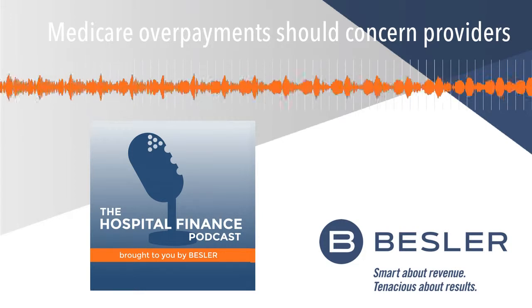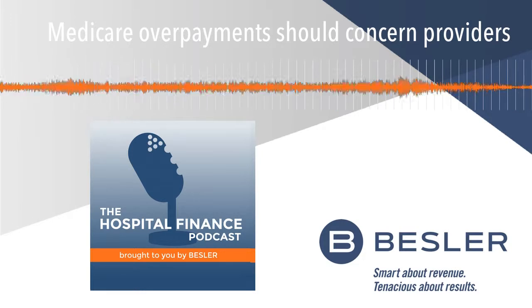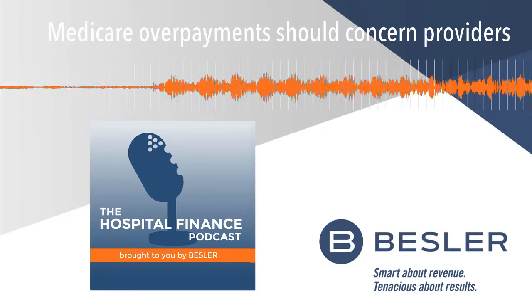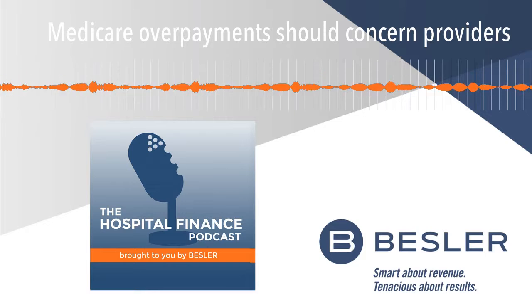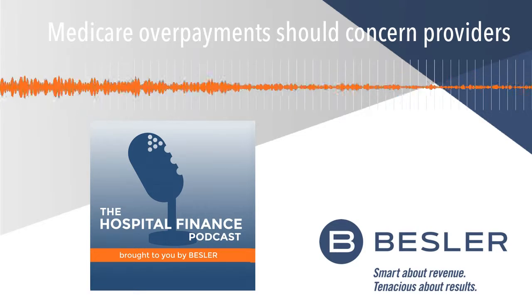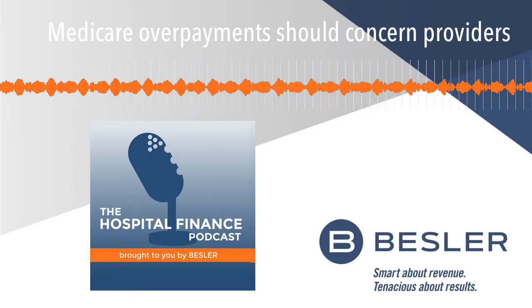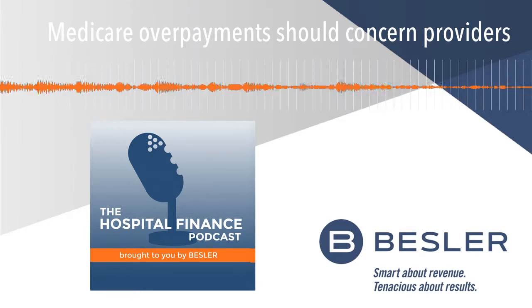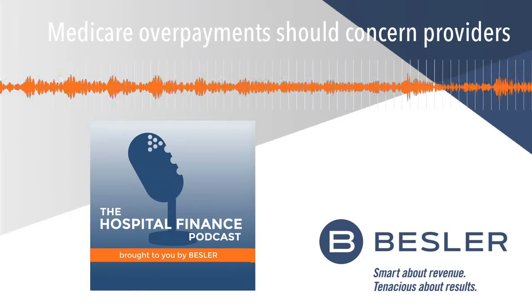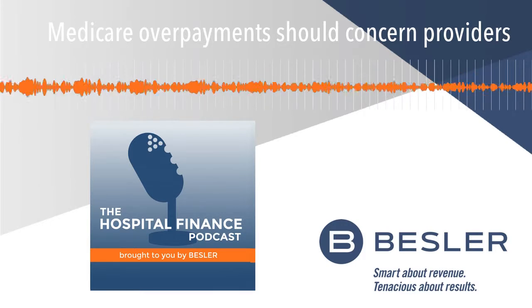So CMS defines a Medicare overpayment as a payment received in excess of amounts properly payable under Medicare statutes and regulations. And so federal law requires CMS to recover all identified overpayments. And the MACs are the ones that generally initiate the recovery of the overpayment that was received by a provider. Mary, what are some of the reasons that overpayments would occur?